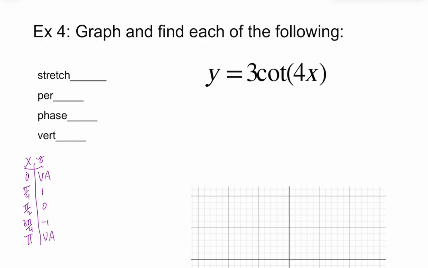Now remember, the parent function is always going to guide us as to what's happening to our new transform function. This function has a stretch of 3. There is no flip, so our cubics will go that weird cotangent sort of way. The period normally is a pi, but we're going to set this entire term equal to pi. So we can go ahead and solve that for x. So you'll notice we have to divide off the 4. And so our period is pi over 4.